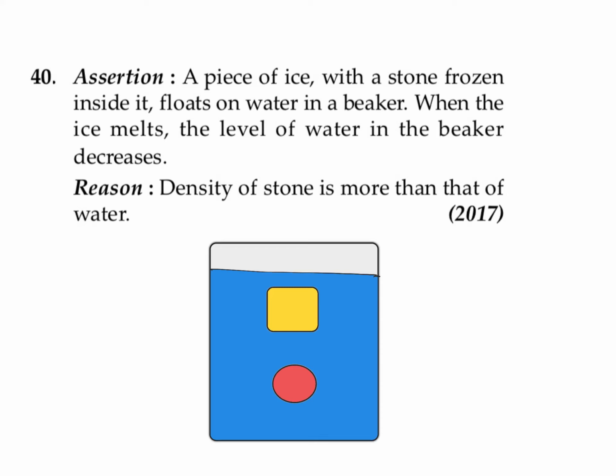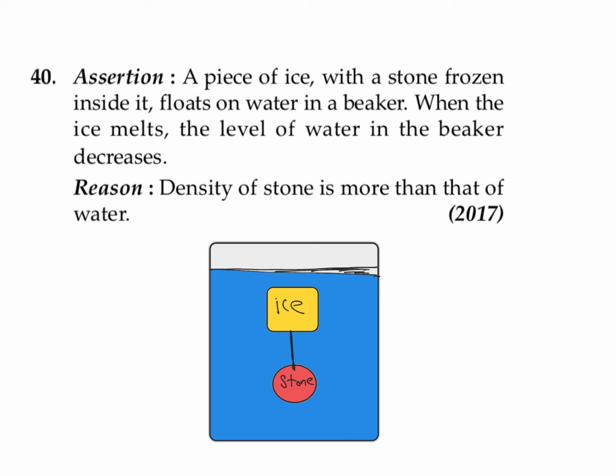A piece of ice with stone frozen inside it. So we can just consider that there is ice over here and an object is attached with this, and we know the density of this object is more than that of density of water. So that's why this ice is going to sink inside water when ice melts.